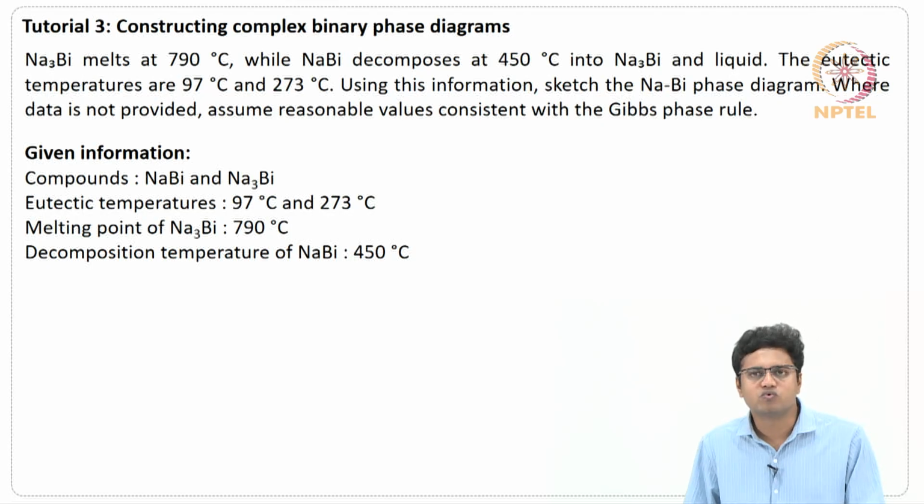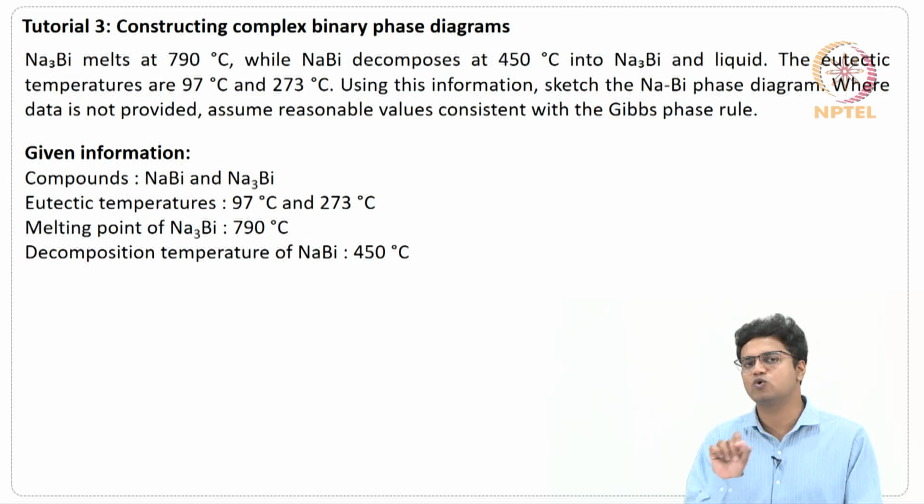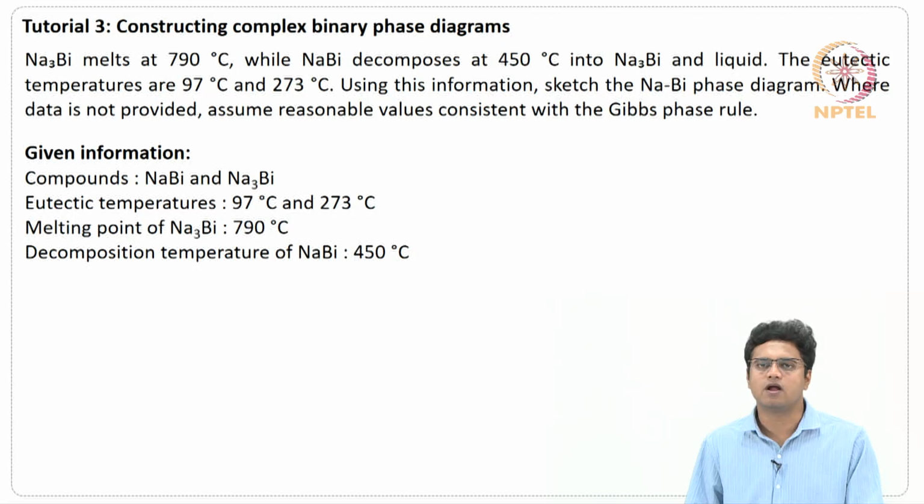There are two compounds: NaBi and Na3Bi. The eutectic temperatures are 97 degrees Celsius and 273 degrees Celsius. The melting point of Na3Bi is 790 degrees Celsius, and the decomposition temperature of NaBi is given as 450, and it decomposes into Na3Bi as well as liquid.